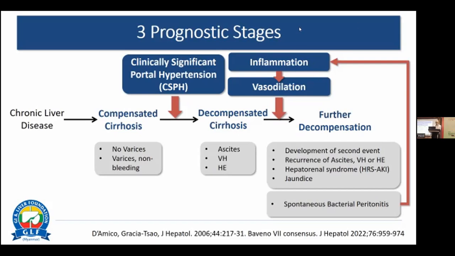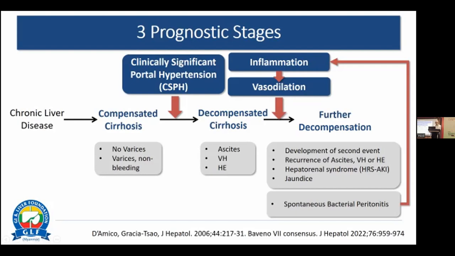Compensated cirrhosis: varices are seen on imaging evidence of cirrhosis, but without a bleeding episode. The major driving factor for the transition from compensated to decompensated cirrhosis is clinically significant portal hypertension, CSPH. Decompensated cirrhosis presents with ascites, variceal hemorrhage, or hepatic encephalopathy.